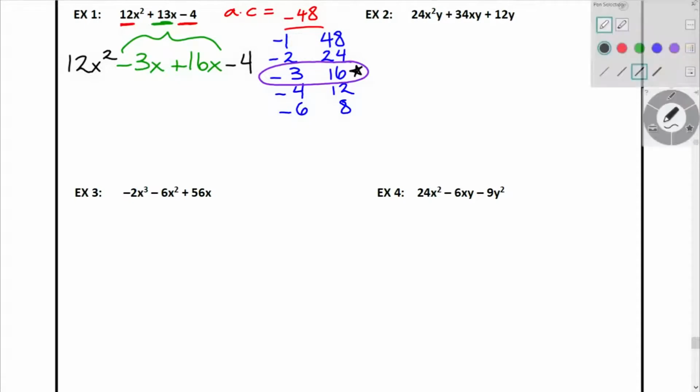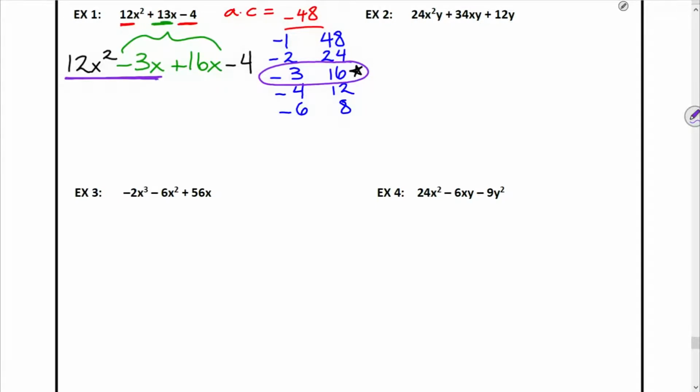Once you've done that, we will then do factor by grouping, which we've already learned in a previous video. If you're not sure, then go back and watch that previous video again. I'm looking at these two terms as a group and these two terms as a group, and I will pull out the GCF, the greatest common factor, in each group. So for 12x squared minus 3x, the GCF there is 3x. So 3x times what is 12x squared? And the answer is 4x.